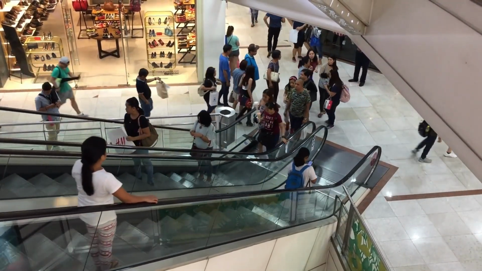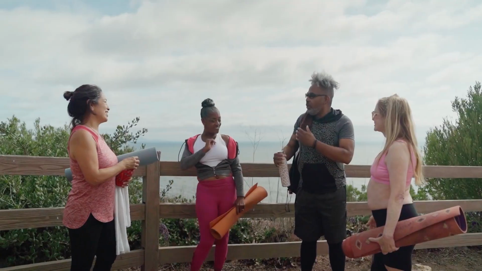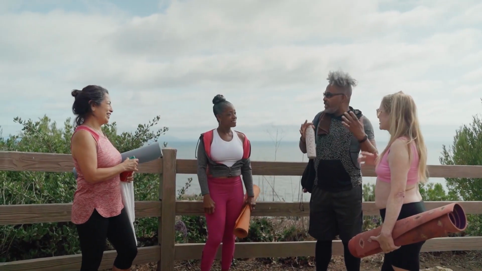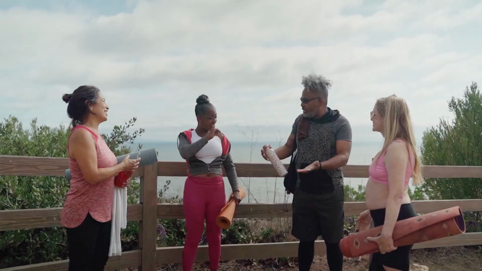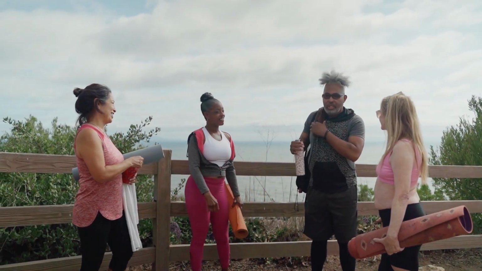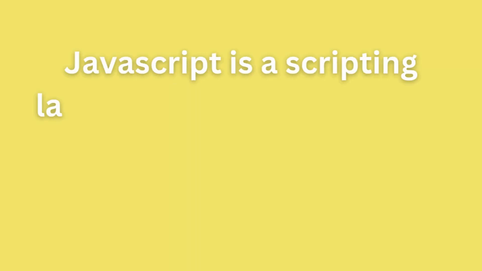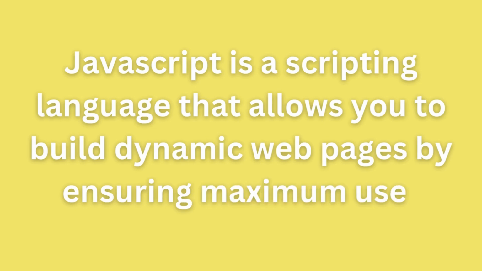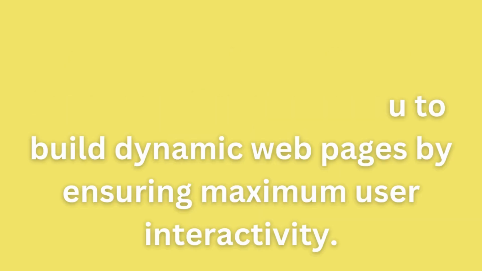It changes based on the user's interaction, which takes us to the last one: user interactivity. So user interactivity just means engaging the users, making sure the users are always active on your website. Okay, yeah. So that is JavaScript, a scripting language that allows you to build dynamic web pages by ensuring maximum user interactivity.